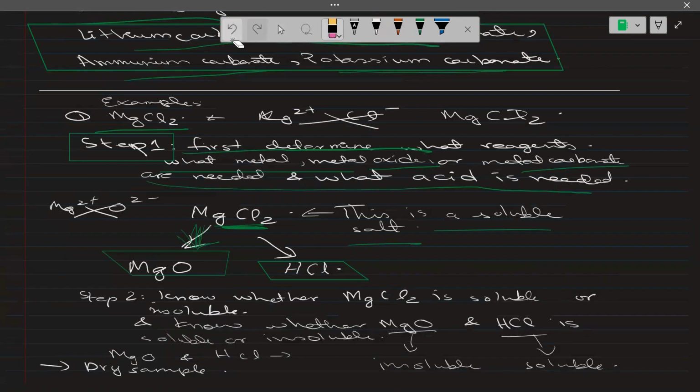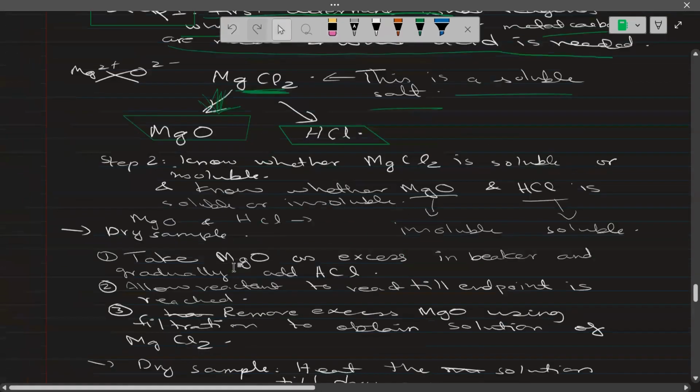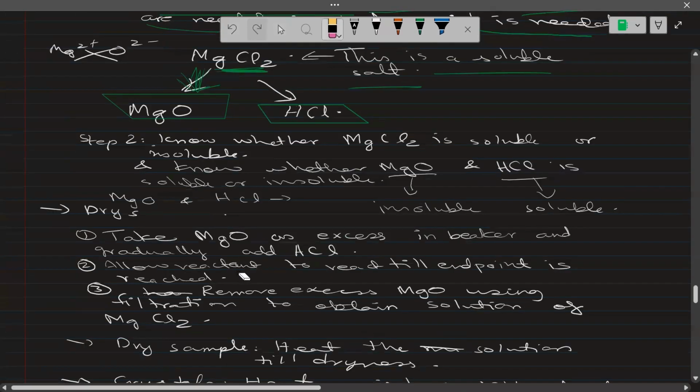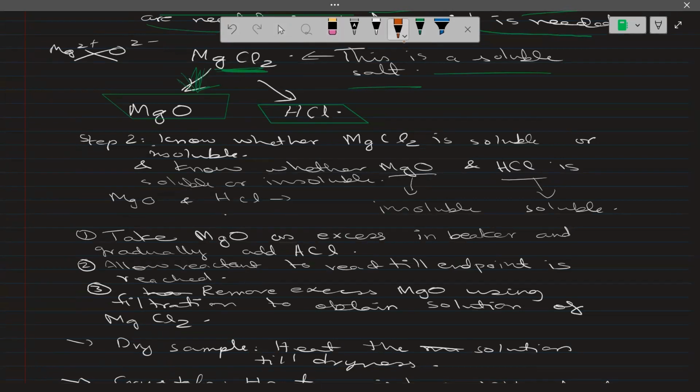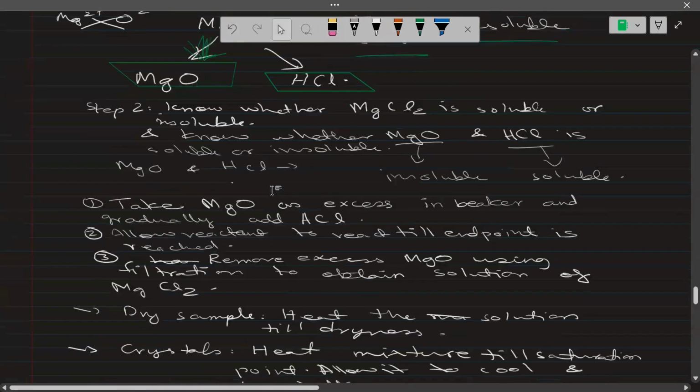Okay, so let's come here. We found that there's soluble and insoluble.